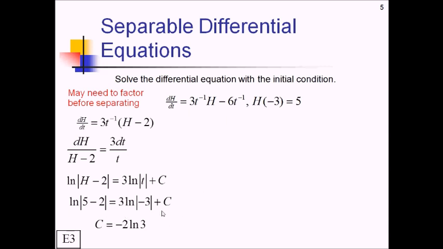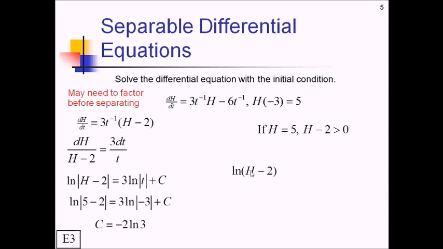Okay, time to plug things back in. But you might have noticed we have some absolute values here that we have to take care of. Let's figure out the h first. So we have an initial value for h of 5. That means that 5 minus 2, or h minus 2 in general, is going to come out positive. So I can drop the absolute value and just replace it with a normal parentheses, like so.